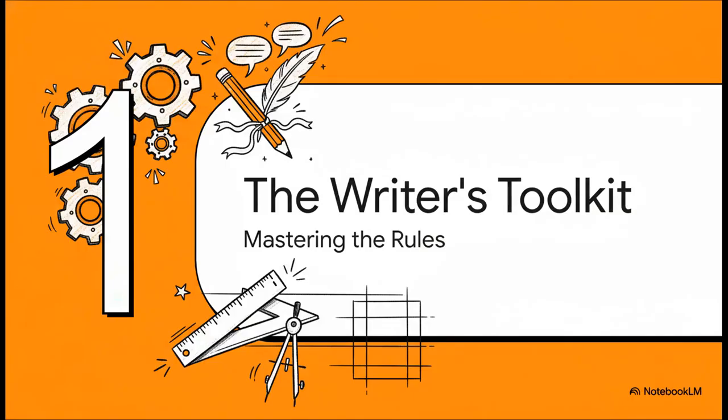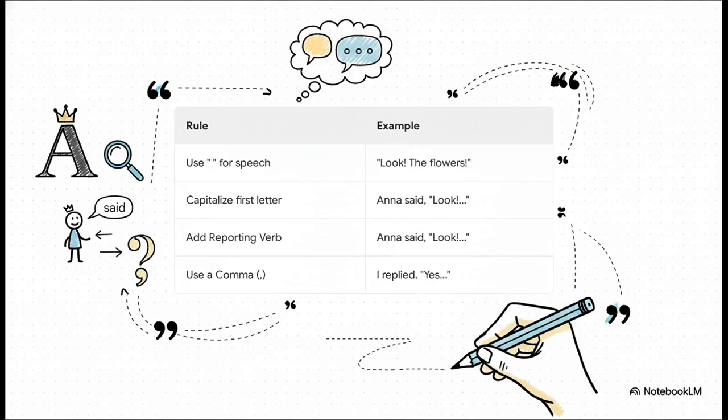All right, so before we can build anything cool, we need to get our tools in order. For us, that means mastering the basic rules of writing conversation. Trust me, getting these fundamentals down is absolutely crucial. Okay, let's break this down real quick. It's actually just 4 simple rules. Rule 1, anything that's spoken out loud goes inside quotation marks. Easy. Rule 2, always capitalize the very first letter of the dialogue. 3, you need what's called a reporting verb, a little tag like said or replied, so we know who's talking. And finally, number 4, use a comma to separate that tag from the speech itself. That's pretty much it. Nail these 4 and you're golden.